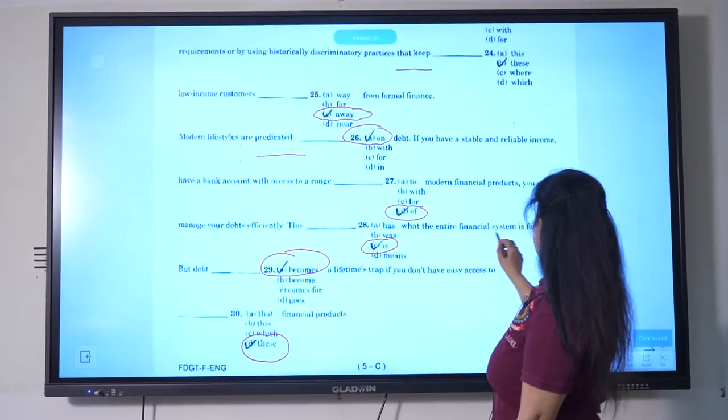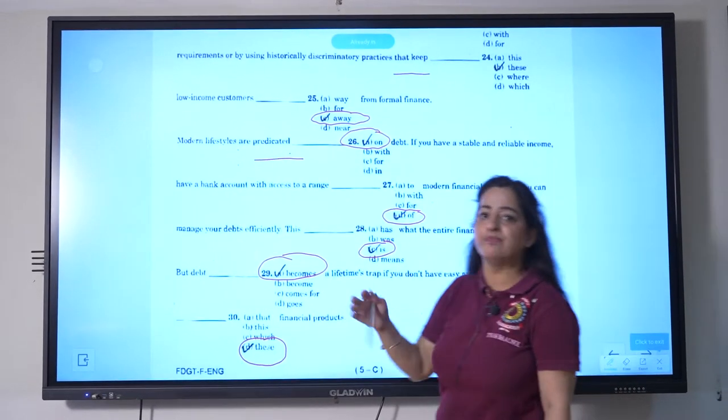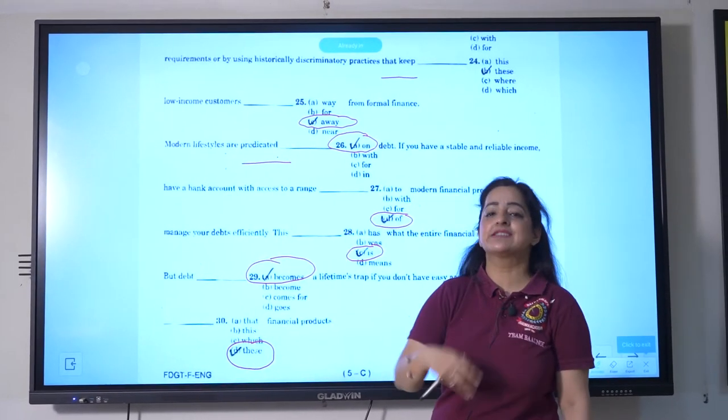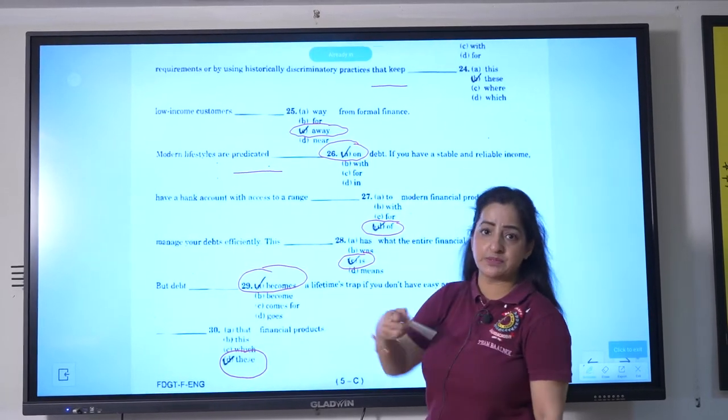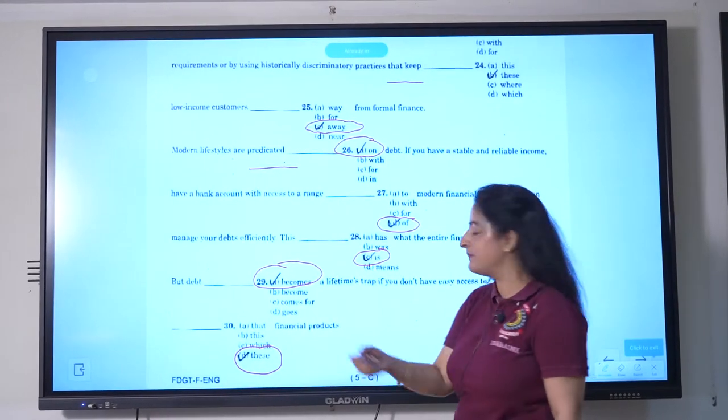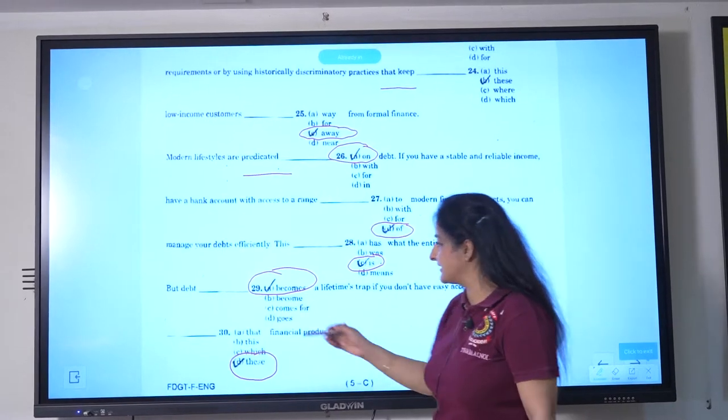And then, you can manage your debts efficiently. This is what the entire financial system is for. So they're giving a purpose. So this is the purpose of the system. So we don't say this has the purpose, this is the purpose, yeah? Okay, so which is why is the answer.